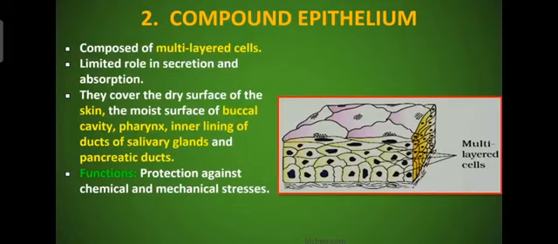Then where is this compound epithelium present? They cover the dry surface of the skin, the moist surface of the buccal cavity, that is the mouth, the inner part of the cheeks and all. So this buccal cavity, mouth cavity, is lined by the compound epithelium. Then the pharynx, the inner lining of the ducts of salivary glands and the pancreatic duct. All these ducts are secreting enzymes. Their inner lining is made up of compound epithelium.